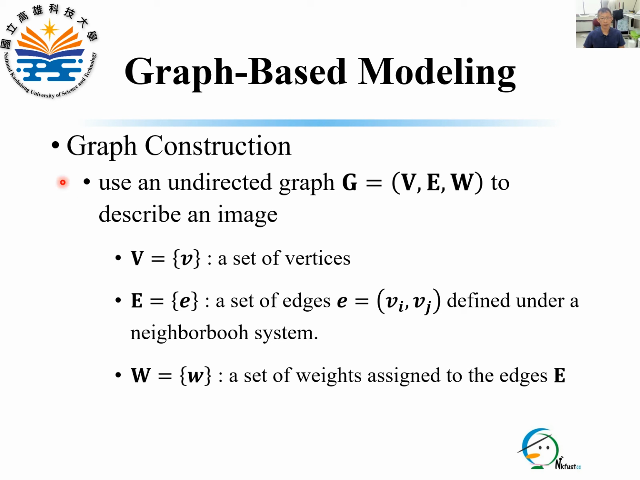For modeling, this paper uses an undirected graph G consisting of V, E, W to describe an image. V is a set of vertices. E is a set of edges defined under a neighborhood system. W is a set of weights assigned to the edges. Next, we give the definitions of V, E, W in this paper respectively.